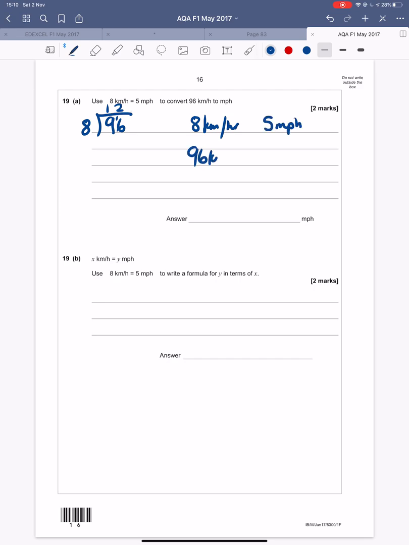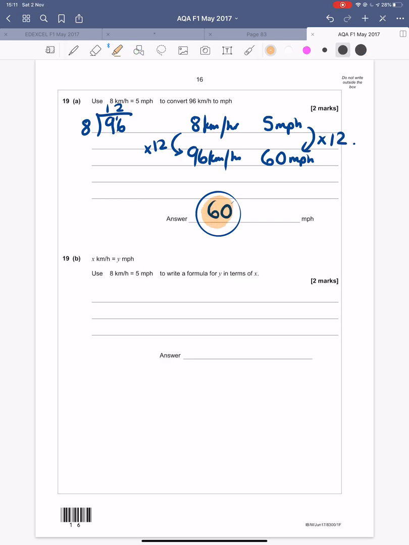So to get to 96 kilometres per hour, we times by 12. So we've got to do the same on that side as well. 5 times 12 is 60 miles per hour. Right, next one. x kilometres per hour is y miles per hour. Using 8 kilometres per hour is 5 miles per hour, write a formula for y in terms of x.